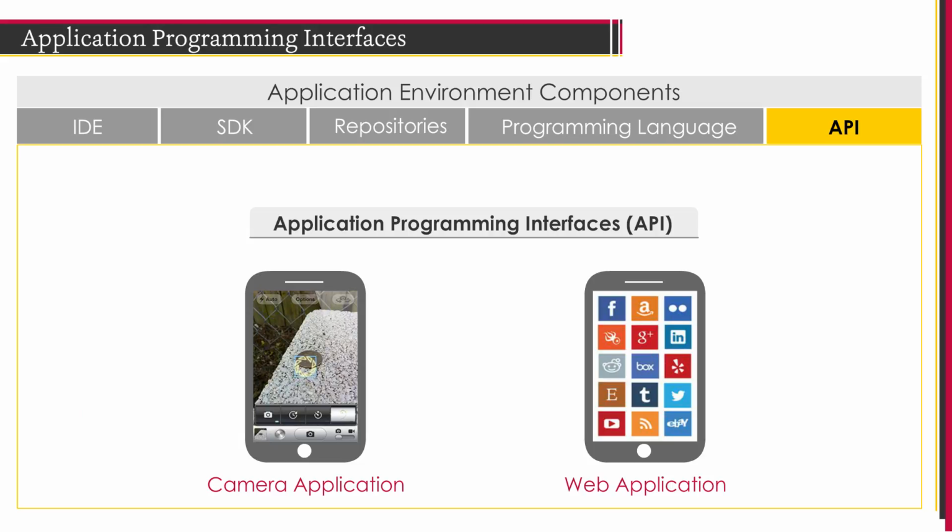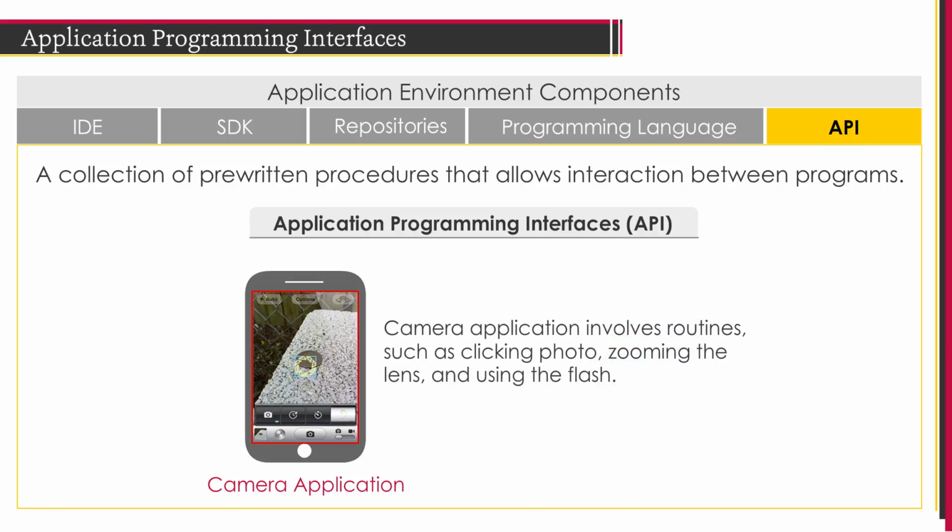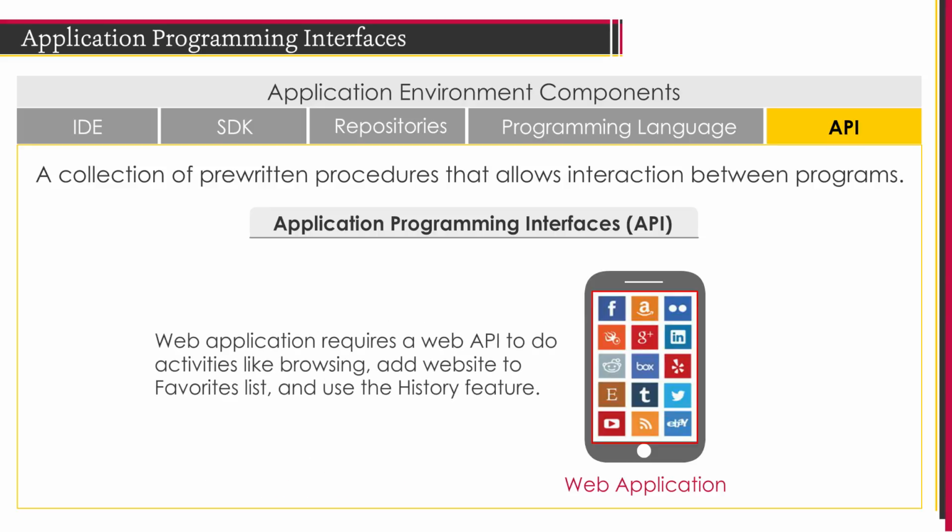Finally, let us discuss Application Programming Interface, or API. An API is a collection of pre-written procedures that allows interaction between programs. For example, use of a camera application involves routines, such as clicking photo, zooming the lens, and using the flash. A web application requires a web API to browse the internet, add a website to the favorites list, and use the history feature to view accessed sites.